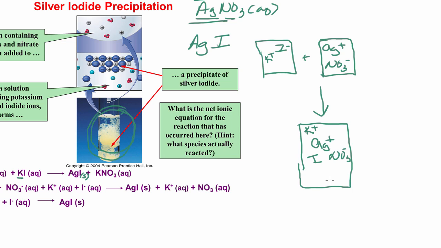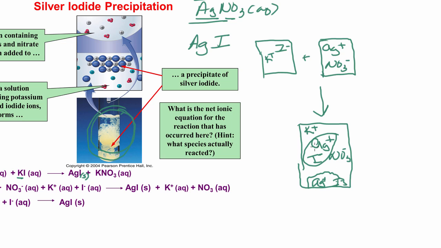Well, here's what happens. One of the reasons why, for example, potassium iodide dissolves in water is because the attractions between the ions and the water are greater than the attractions between the ions. Now in this case, my silver and my iodide ions get together and they form a solid, this precipitate.